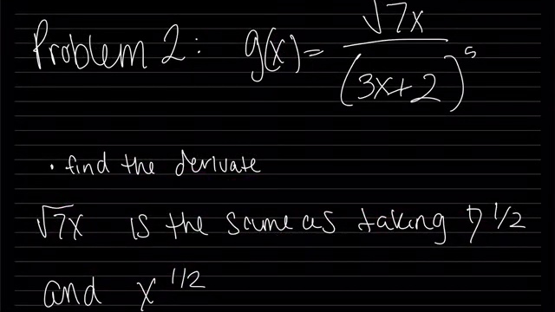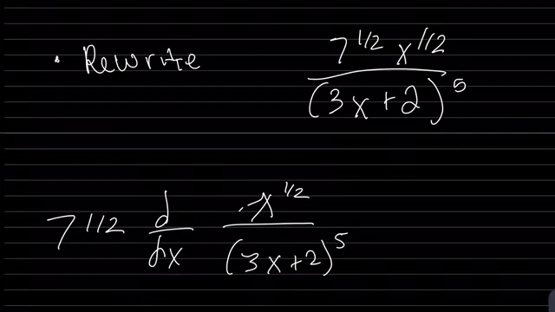This is the second problem, which is g of x equals the square root of 7x divided by 3x plus 2 to the 5th power, and we want to find the derivative. But looking at the top part, we can simplify the square root of 7x by taking it to the 1/2 power, and you have to do that for both the 7 and the x. This is equivalent in both ways, just simplifying it.